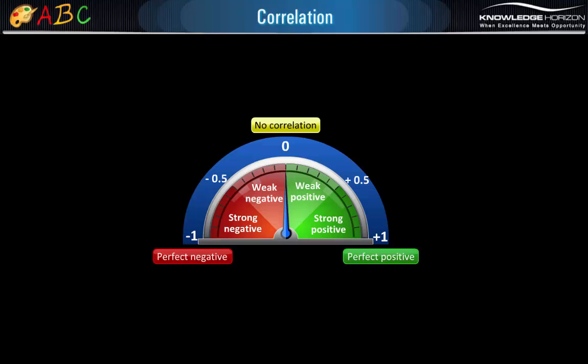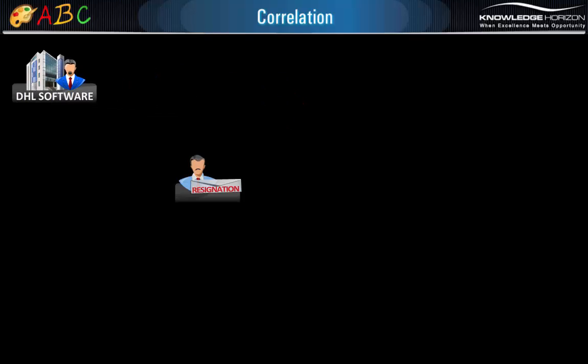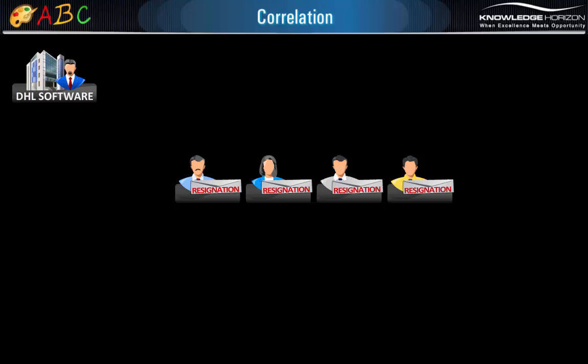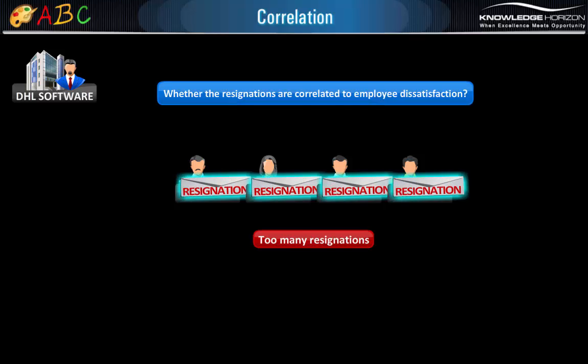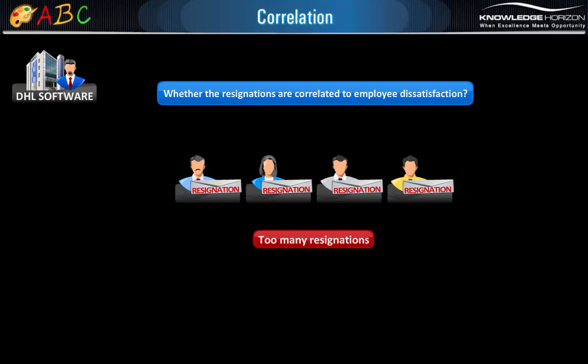Let us see how the coefficient of correlation can be calculated and used for decision-making with the help of an example. Frederick is the CEO of DHL Software Limited. The company is faced with the problem of frequent employee resignations. The CEO wants to determine whether the resignations are directly correlated to employee dissatisfaction.